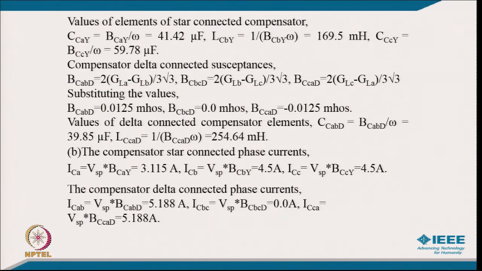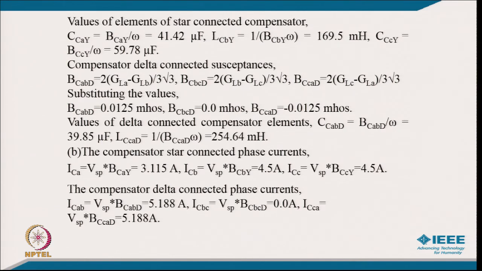And in the delta connected compensator, we have typically a compensator for line AB, which comes to 0.125 mho, and BC is 0, and CA is 0.0152 mho. Getting the value of this element capacitance, it comes to 39.85 microfarad, and line CA comes to 54.64, and of course there is no element across the BC line.